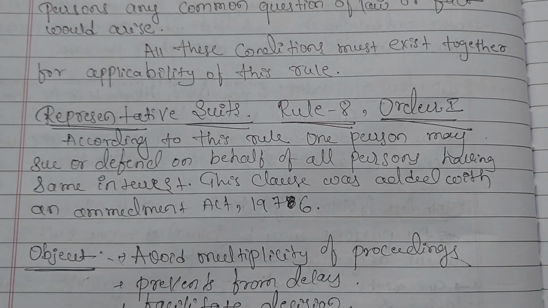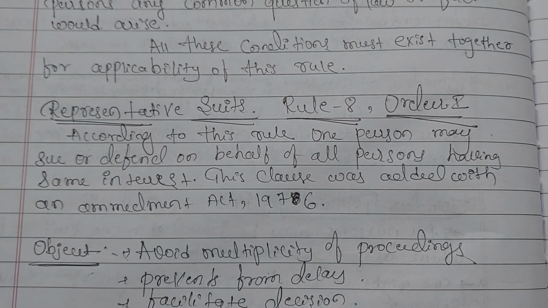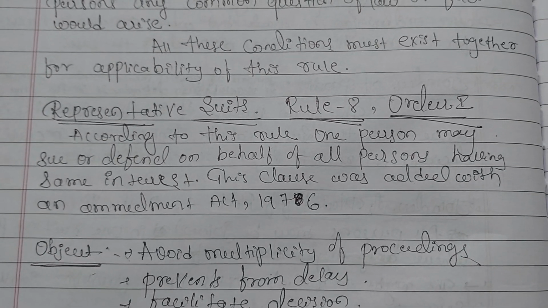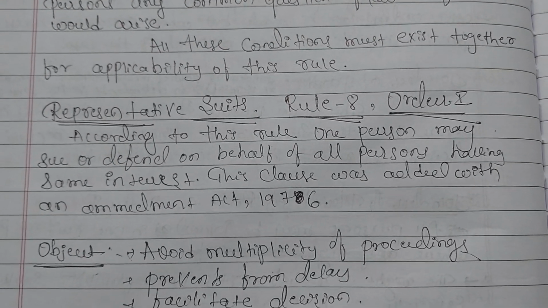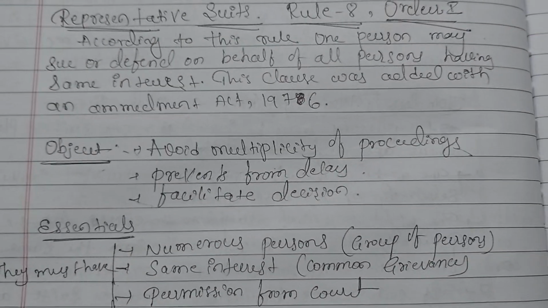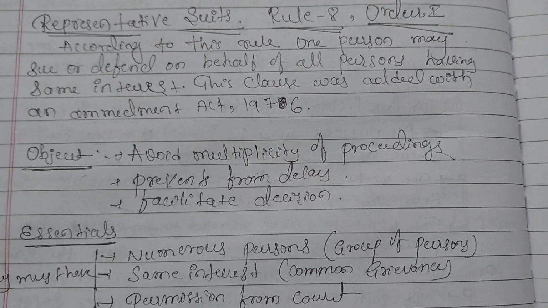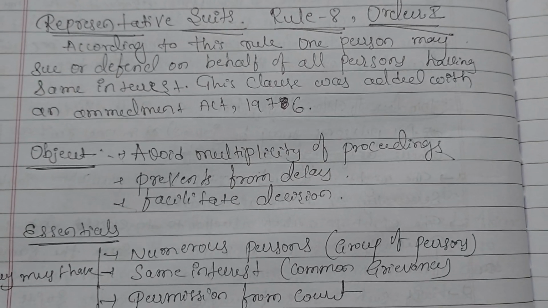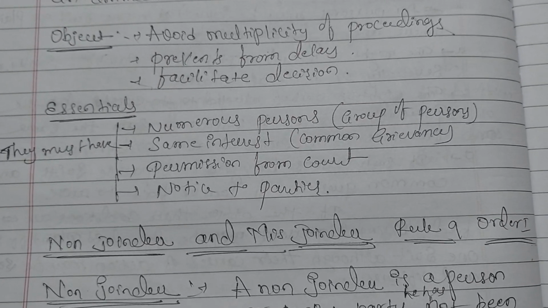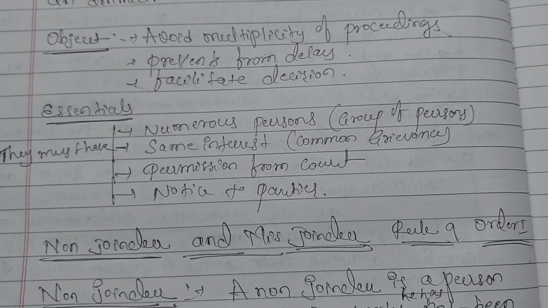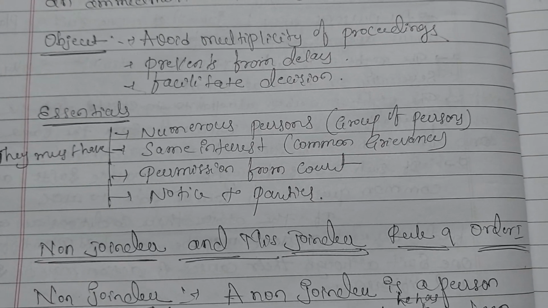Representative suit, Rule 8, Order 1. According to this rule, one person may sue or defend on behalf of all persons having the same interest. This clause was added with the Amendment Act 1976. Objects: avoid multiplicity of proceedings, prevent delay, facilitate decision. Essentials: numerous persons, group of persons, same interest, common grievance, permission from court, notice to parties.